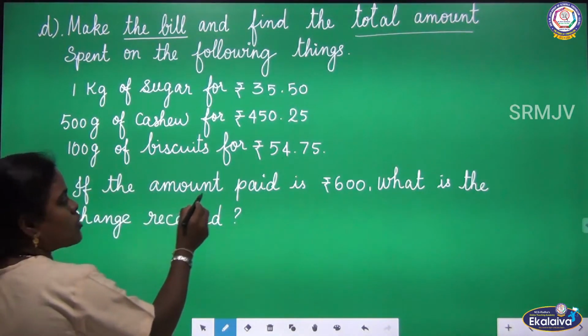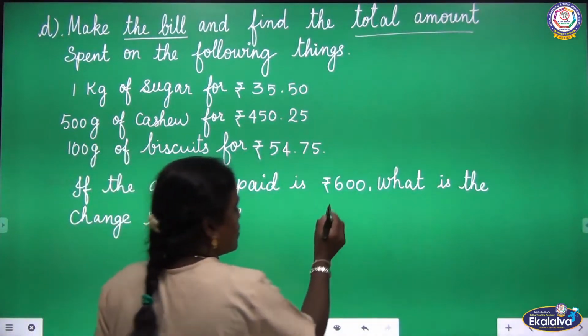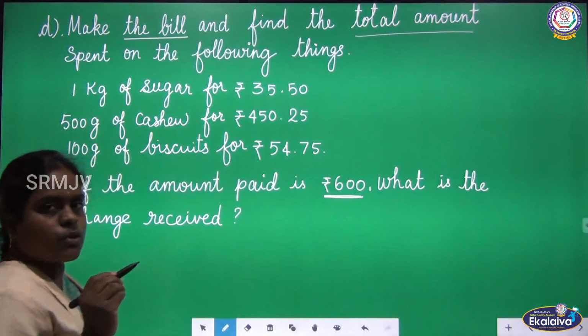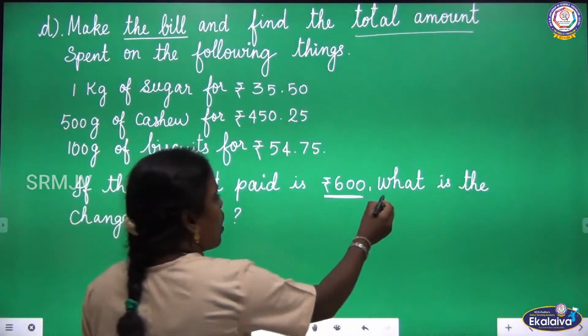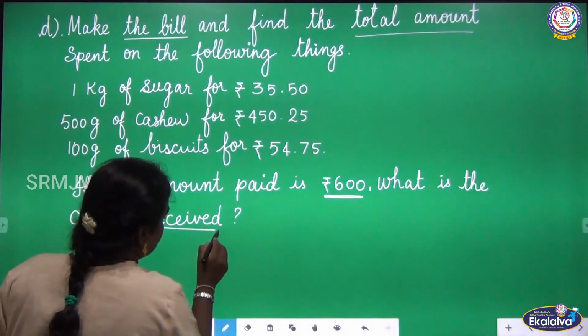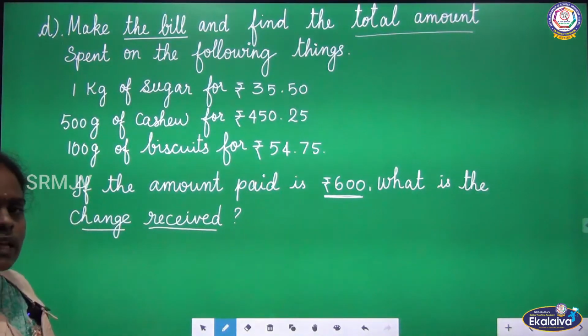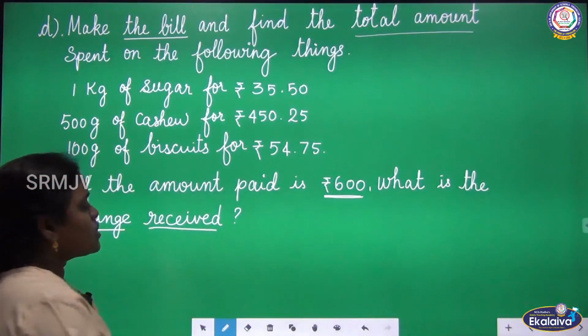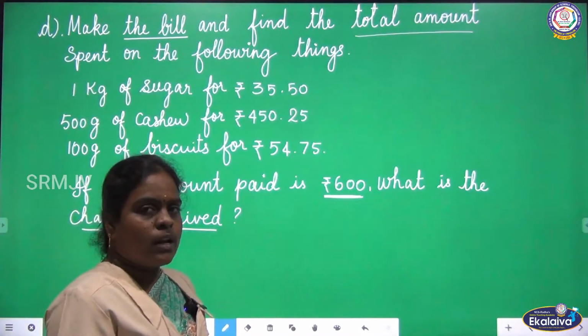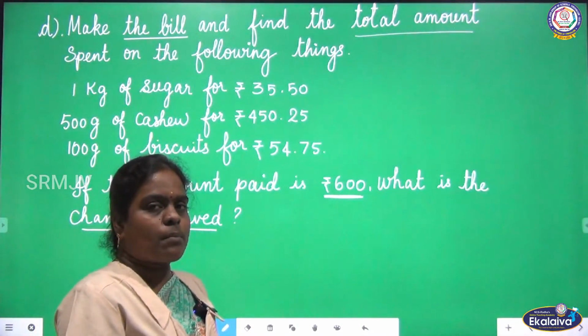If the amount paid is 600 rupees, he has given 600 rupees to the shopkeeper. What is the change received? Listen, we are going to find out the third thing, that is the change which he received. So let us form the bill, then we'll find out the total amount.